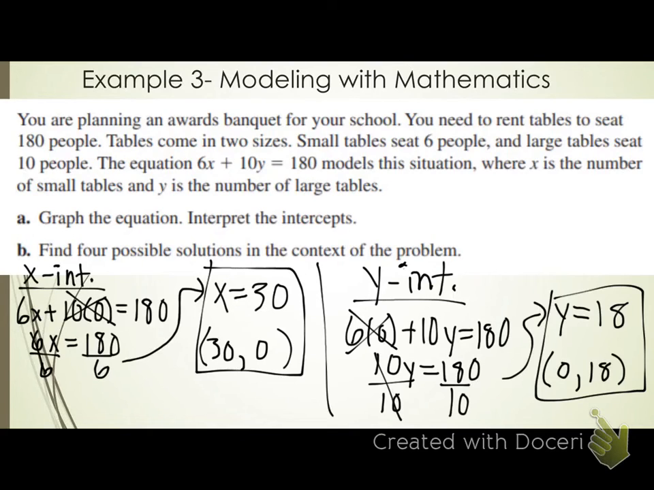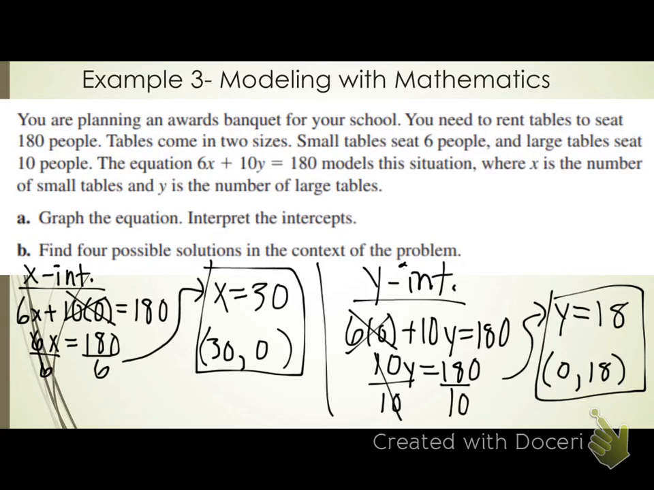So what this is saying is I could rent 30 small tables and 0 large tables, and that would give me 180 seats for my 180 people. Does that make sense for our x-intercept? So what does the y-intercept of 0, 18 mean for our situation here? I can rent 0 small tables and 18 large tables, and that'll meet my needs of seating 180 people. If I plug those two ordered pairs into my equation, I would get a true statement, 180 equals 180. So there are solutions to my equation.